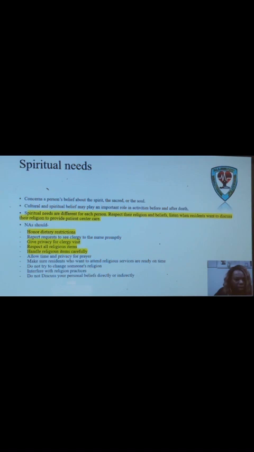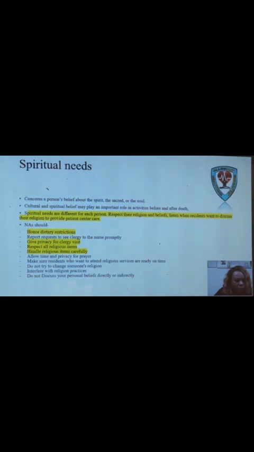As a nursing assistant, you want to honor any dietary restrictions. You want to report requests to see the clergy to the nurse promptly. And once the clergy arrive, the pastor or the rabbi arrives, you want to give that resident privacy. You want to respect all of their religious items. You want to handle their religious items carefully. You want to give the resident time for privacy and for prayer.